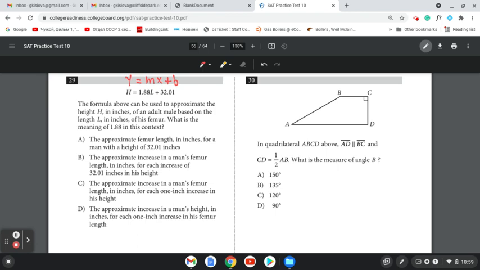32.01. In these types of questions, I'm going to skip the explanation of what each variable means, and I'm going to go straight for the question. What is the meaning of 1.88 in this context? Well, 1.88 is m. This is the slope. This is the average rate of change.